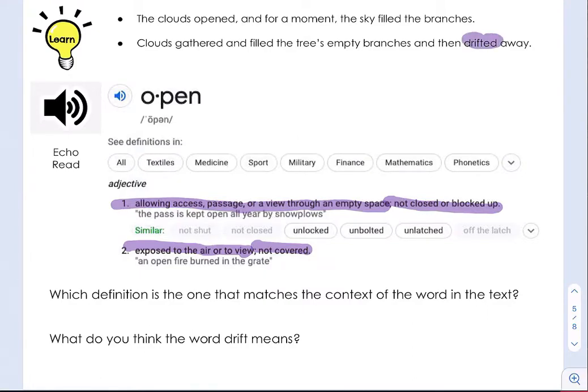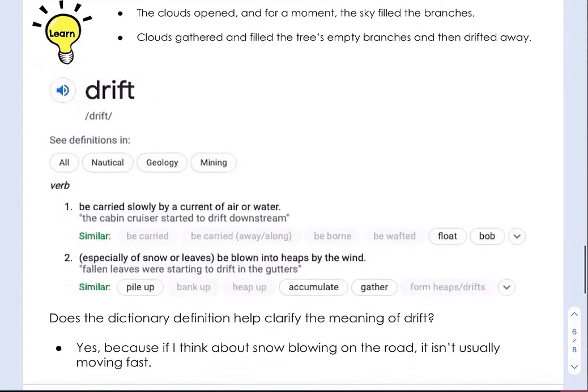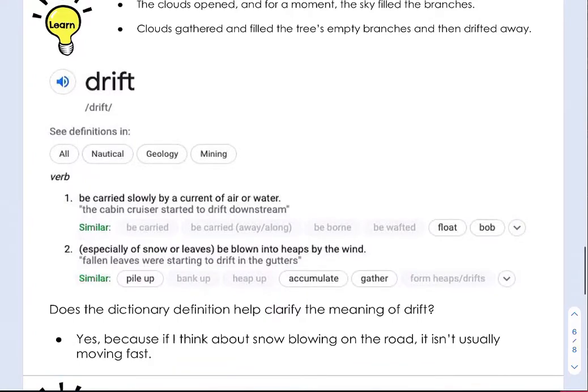Okay. What do you think the word drift means? We have the word drifted in that second sentence. Do you know what that means? Have you heard it before? Let's look at a definition or definitions for the word drift. Okay, so here we have to be carried slowly by a current of air or water. And then we have, especially of snow or leaves, be blown into heaps by the wind.